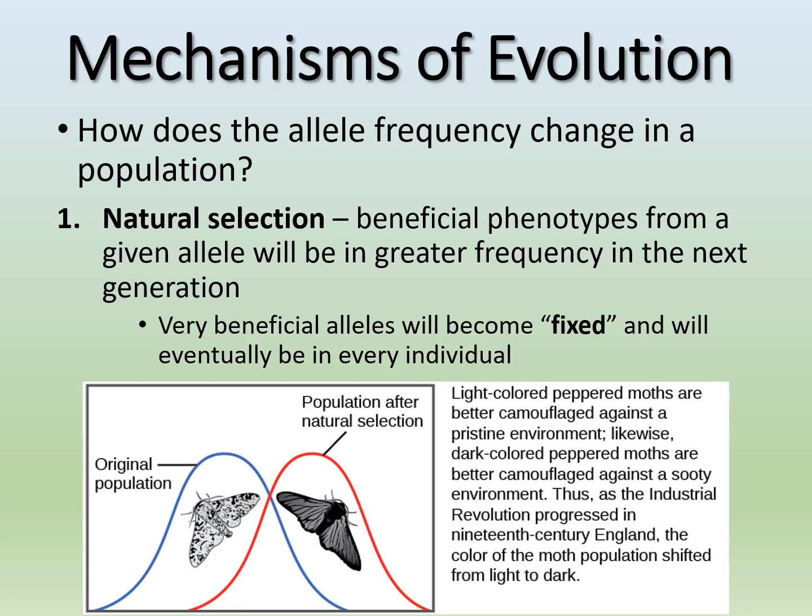So my example down here is in moths. Light colored, kind of peppered looking moths are better camouflaged against pristine or white backgrounds, whereas the dark colored peppered moths are better camouflaged against a darker or sootier environment. And so interestingly enough, as the Industrial Revolution happened in England during the 19th century, the color of the moth population shifted from the light peppered to the dark peppered moth, because with the Industrial Revolution came a lot more soot in the environment, so walls and things became darker colored, so the moths were able to camouflage better with the darker color.